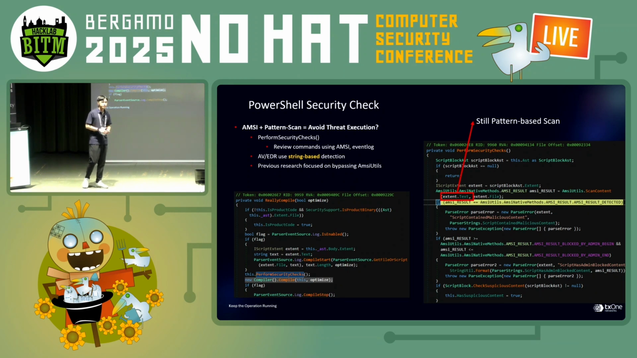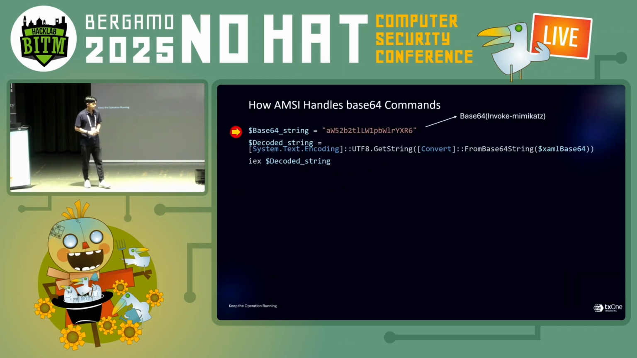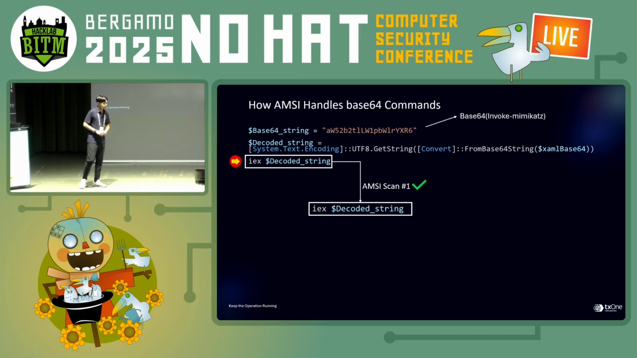The previous research focused on AMSI bypass, the AMSI utility, but we want to go further into PowerShell and how it cooperates with AMSI. So let's take a look. Here is a payload. We use Invoke-Mimikatz and base64 to encode it and call IEX, Invoke-Expression. Invoke-Mimikatz is a malicious command.